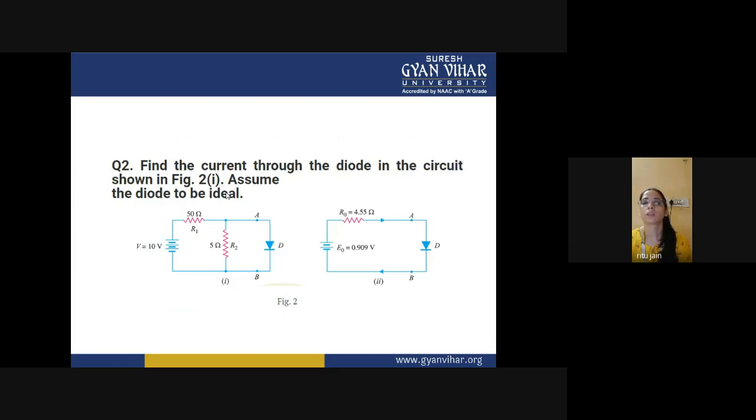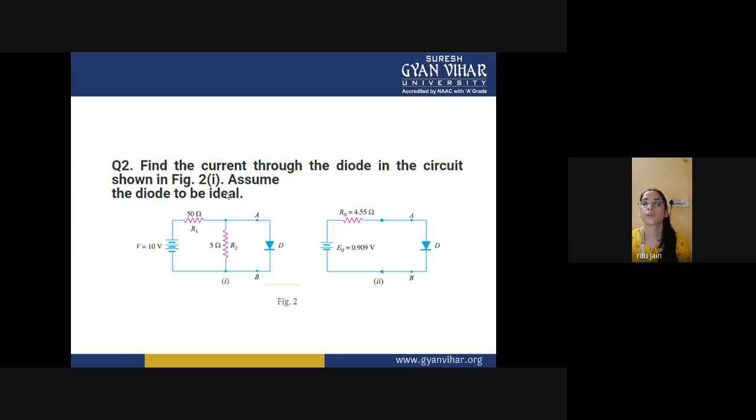Now let's come to the next question, which is: find the current through the diode in the circuit shown in the figure. Assume the diode to be ideal. So in the diagram you can see a voltage source, which is your 10 volt, and two resistances are connected, R1 and R2. One resistance is 50 ohm and another resistance is 5 ohm. Now a diode is connected in parallel with your R2. So you have to find out the current which is flowing through the diode.